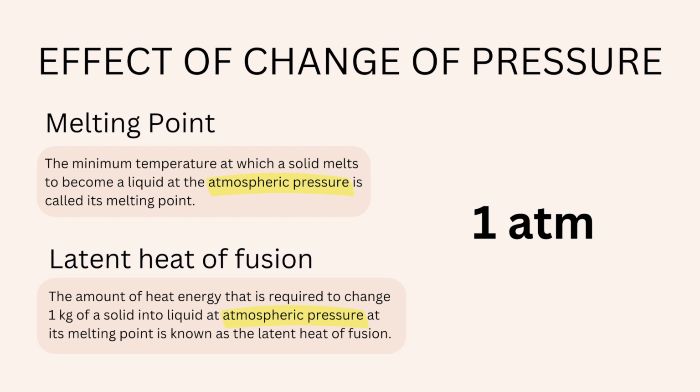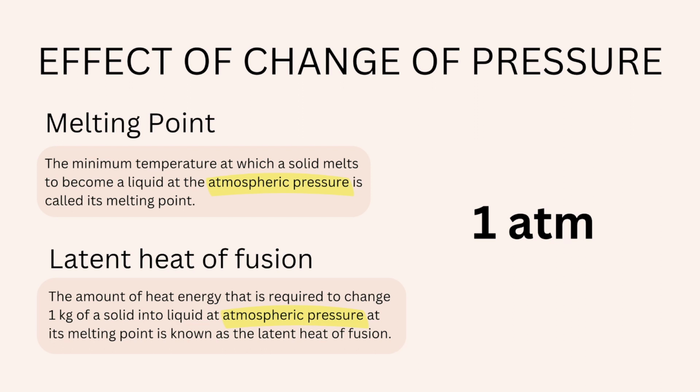One is melting point. So what is melting point? The minimum temperature at which solid melts to become a liquid at the atmospheric pressure. So this is something that we should note. I'll tell you why. Just keep this in mind. And even in the definition of latent heat of fusion, we are telling that the amount of heat energy required to change 1 kg of solid into liquid, but it is mentioned that it is at atmospheric pressure.